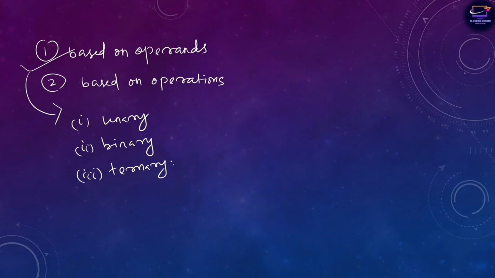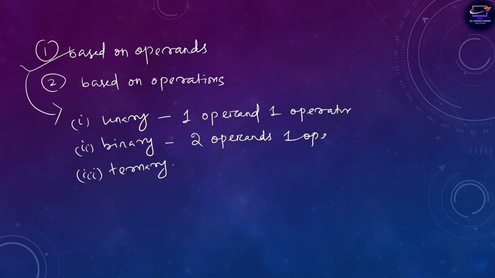Unary means one operand and one operator, that is called unary. Binary means two operands and one operator, that is known as binary. Similarly, ternary means three operands and two operators, so that is called ternary.